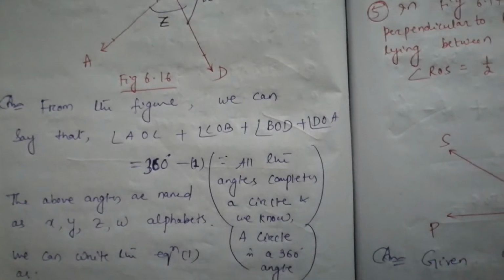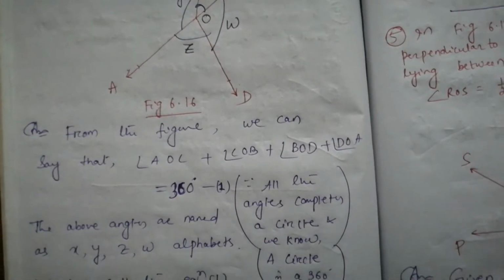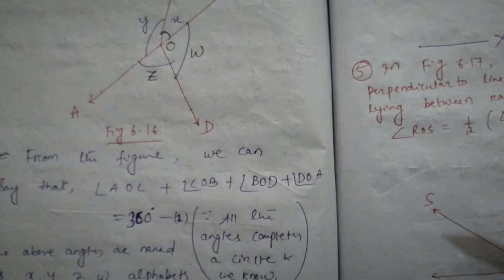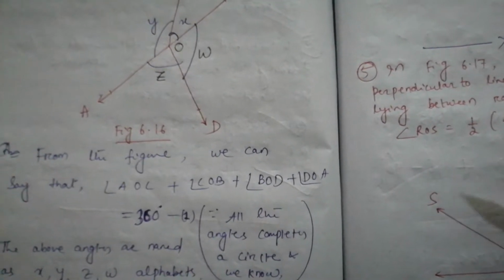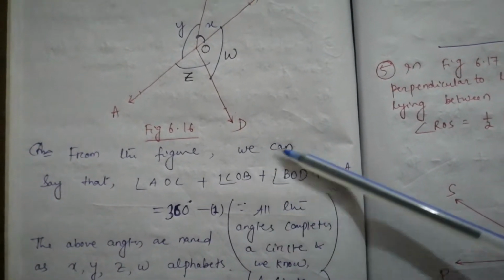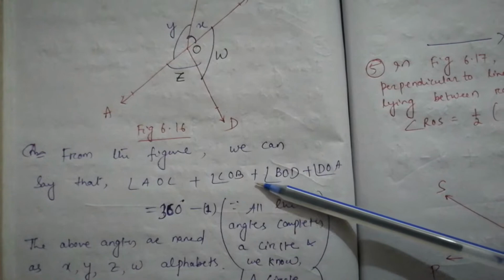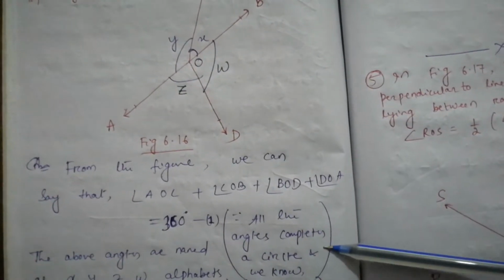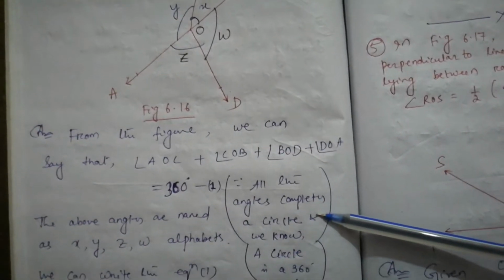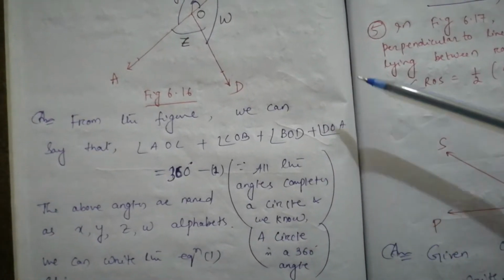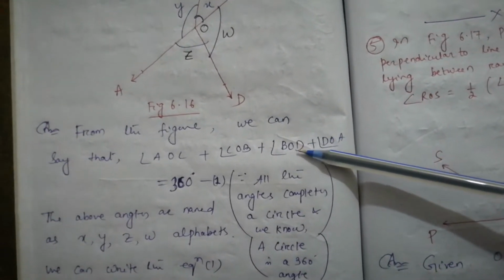So the solution will be, from the figure, we can say that angle AOC plus angle COB plus angle BOD plus angle DOA equal to 360 degree, and this is equation 1. Why is this like this? We can say the reason is all the angles complete one circle, a full circle, and we know that a circle is a 360 degree angle. That's why the summation will be 360 degree.